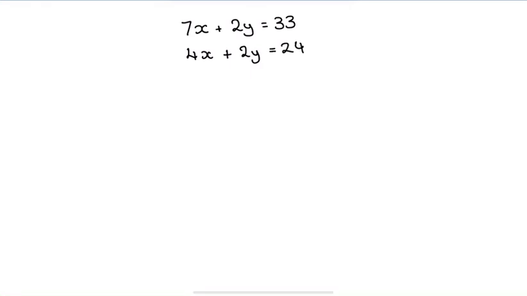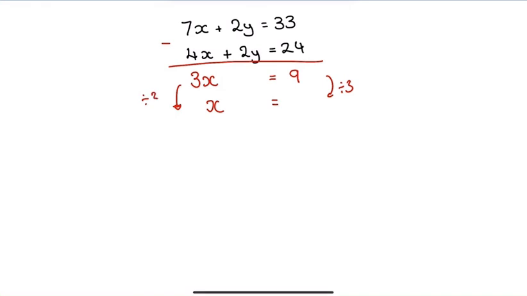Now you may have noticed on this one, it's the y's here that are the same. So we're going to take them away. 7x take away 4x is just 3x. 2y take away 2y is just nothing. And then we have 33 take away 24, which just leaves me with 9. Now we can solve this by dividing both sides by 3 to get rid of that 3. 9 divided by 3 is just 3.